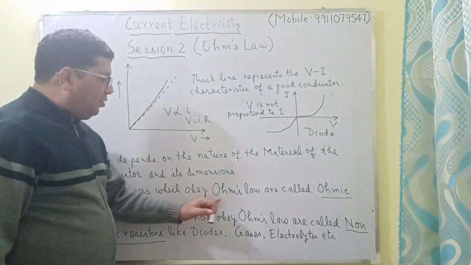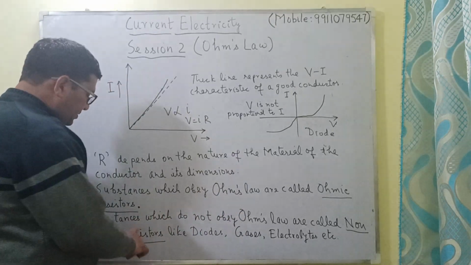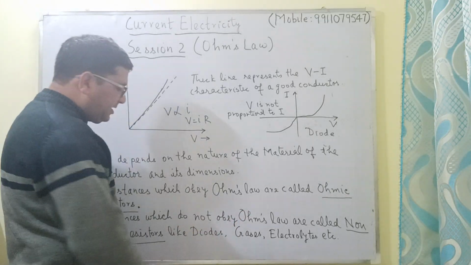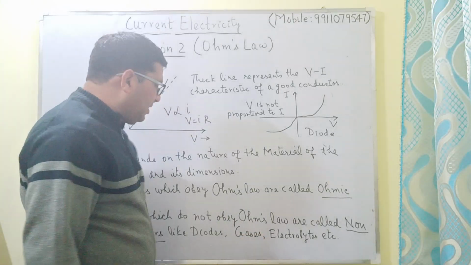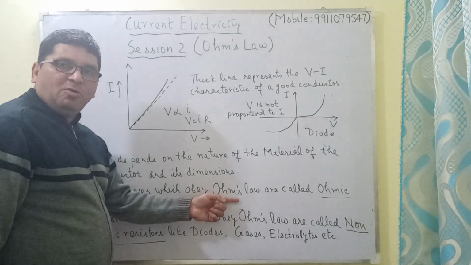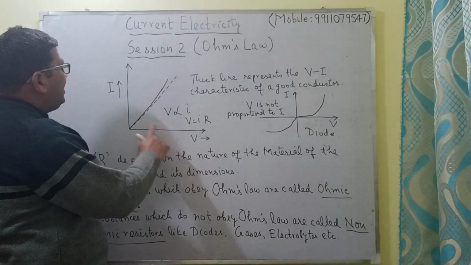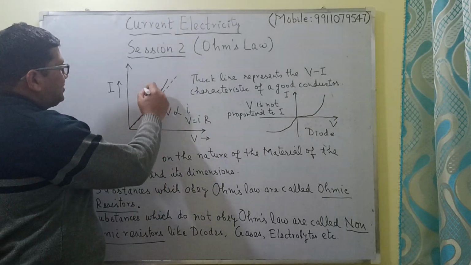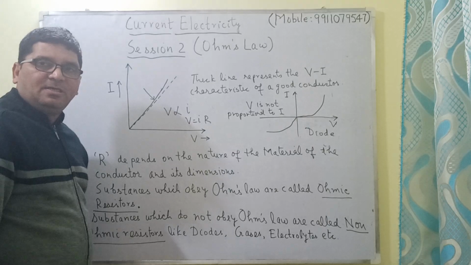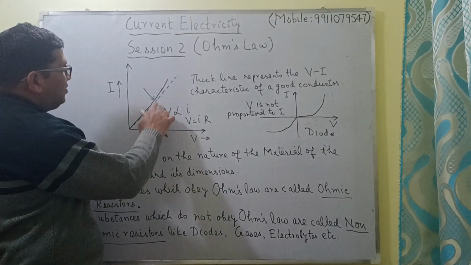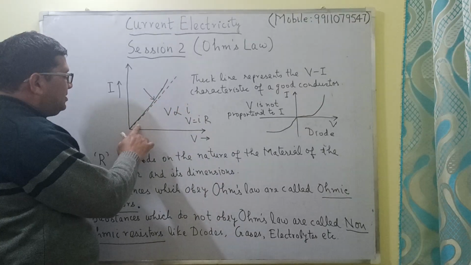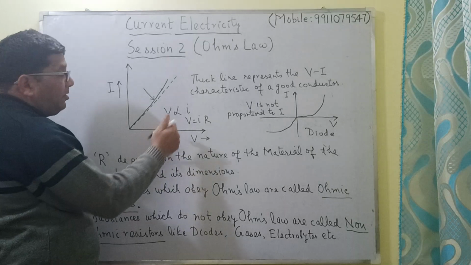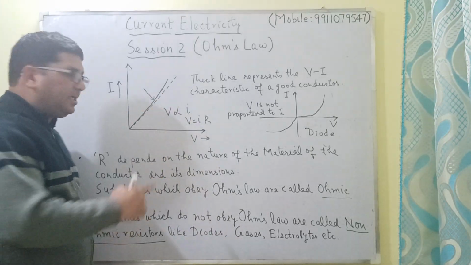Substances which obey Ohm's law are called ohmic resistors. Those substances which do not obey Ohm's law are called non-ohmic resistors, and some examples I have written here, like diodes, gases, and electrolytes. Almost all the metals obey Ohm's law. And here I have drawn one VI characteristic curve for a conductor. This thick line is the VI characteristic curve of a conductor. If this line is very close to this dotted line, it shows that V is directly proportional to I, and it is a straight line.